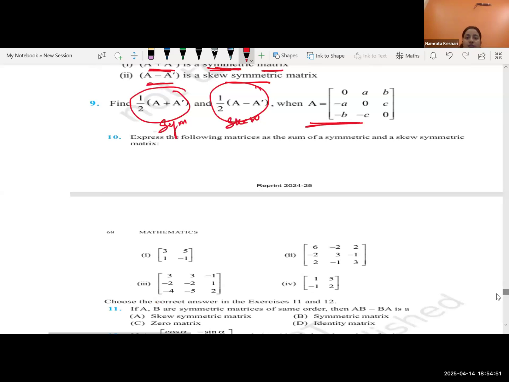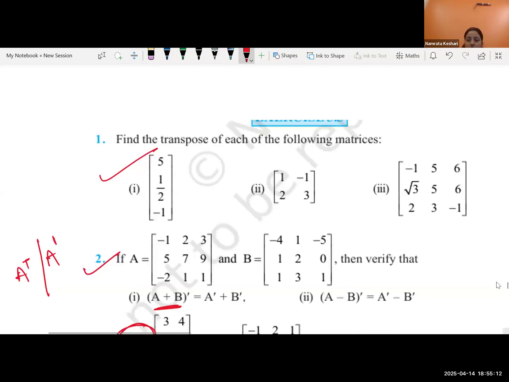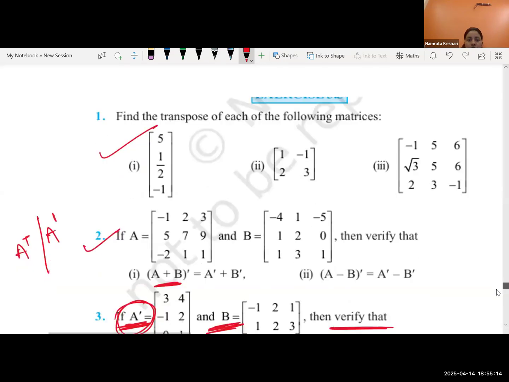Express the following matrices as a sum of symmetric and skew symmetric matrices. So each matrix we need to write as a sum of a symmetric matrix and a skew symmetric matrix. Each one we will be doing in the same manner. Let's do the next one.